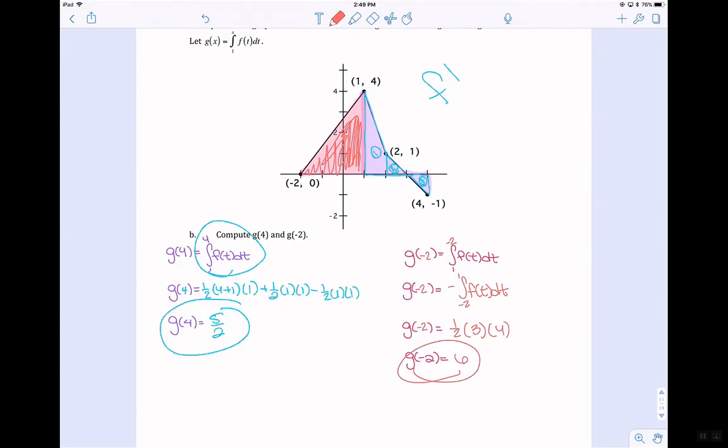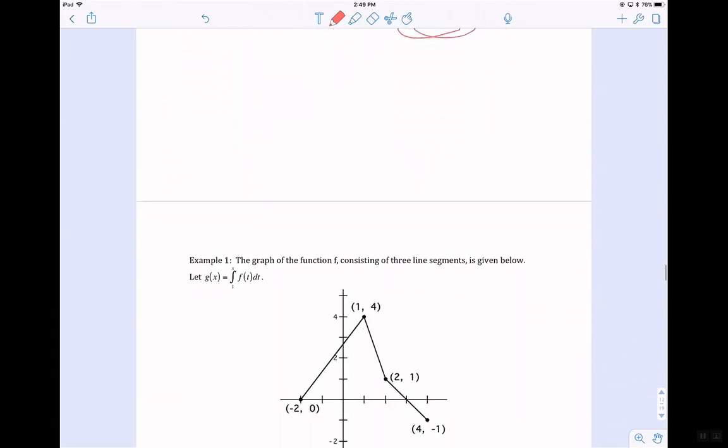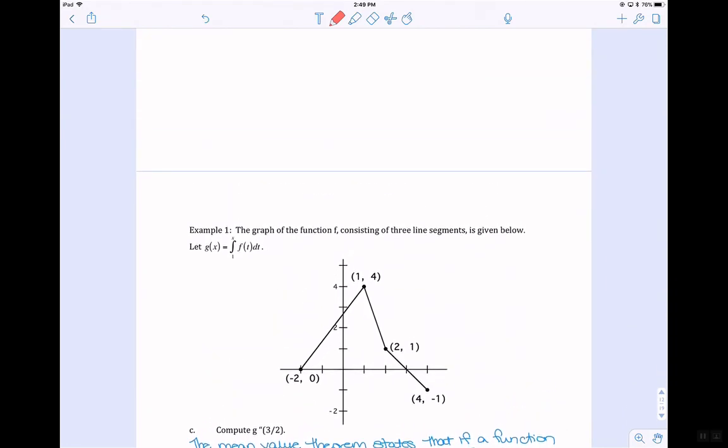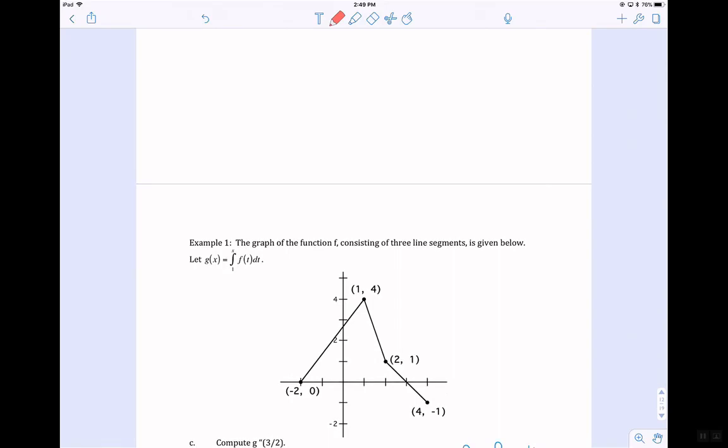So now we talked about g double prime for a second. I don't want to give away anything, even though you probably have it written down. G double prime of 3/2. So 3/2 is right about here. Now, when we are at 1, that's a corner. When we're at 2, that's another corner. So at 1 and 2, not differentiable. This, again, is the graph of f.